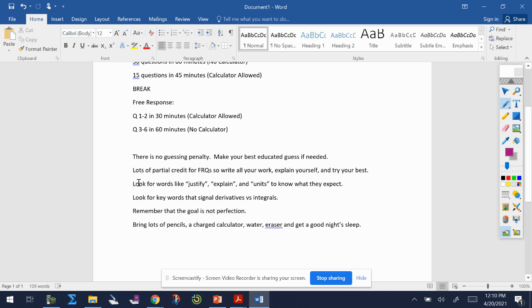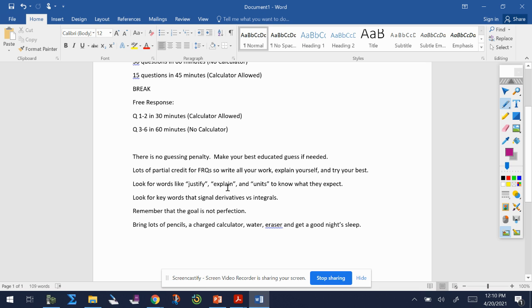What else? Words like justify. If you see the word justify, that means you need to explain. When it says, where is the maximum? You can't just say, here it is. You need to explain why. Tell me what's happening. Prior to this point, my derivative is positive, and then after, my derivative is negative, therefore it's a maximum, something like that.